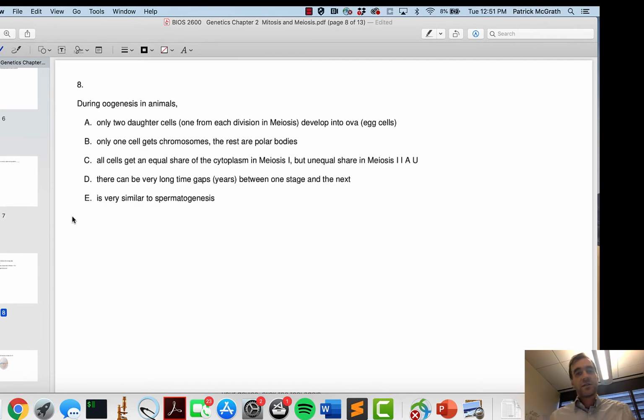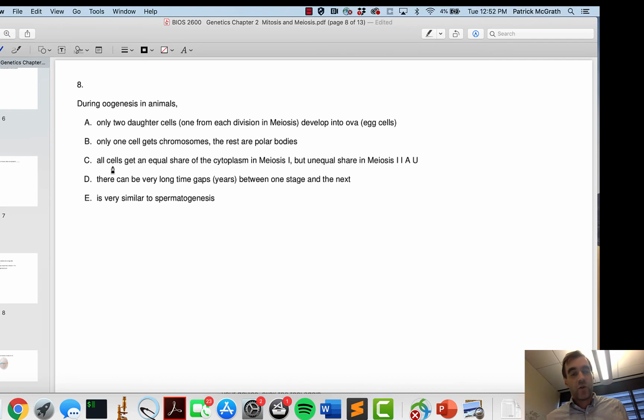Number 8, during oogenesis in animals. We covered this when discussing defects in meiosis and how chromosome non-disjunction can lead to things like miscarriages and diseases like Down syndrome. We covered the process of oogenesis, and one of the things we discussed is that it starts in the uterus, so in the fetus. The fetus starts to produce all of the cells that will eventually become oocytes, but that pauses, and oogenesis doesn't restart for approximately 13 years.